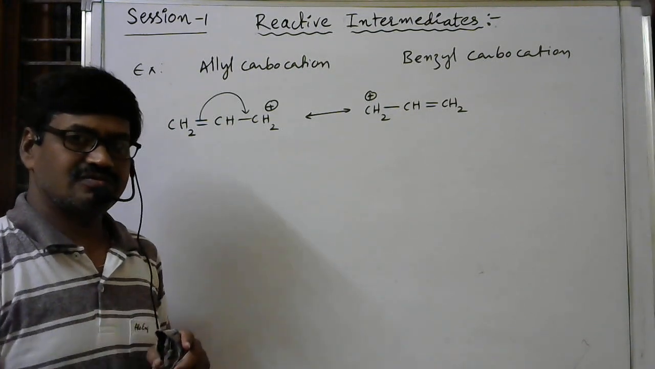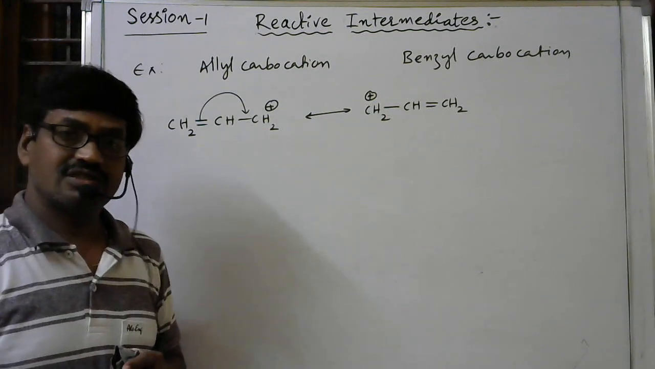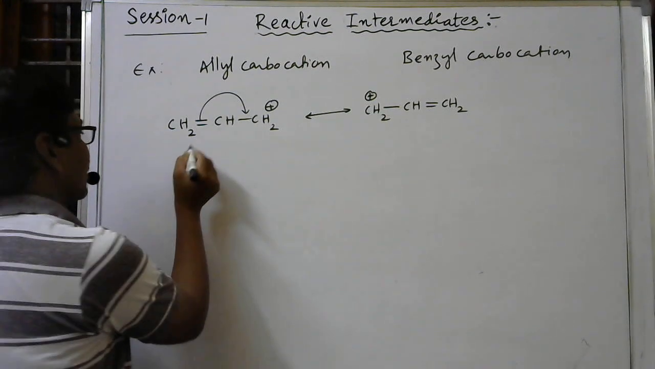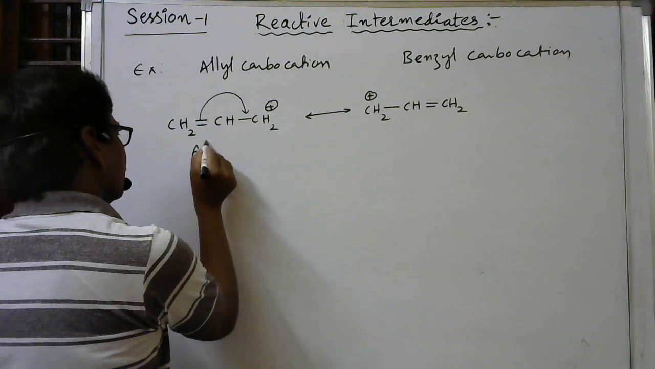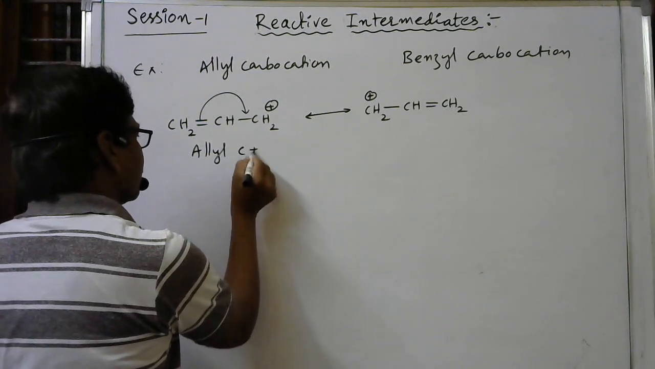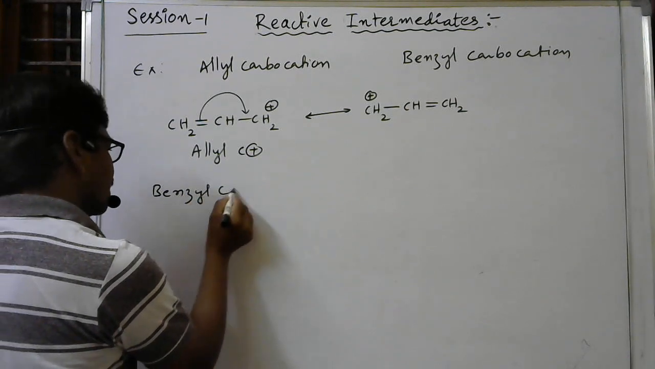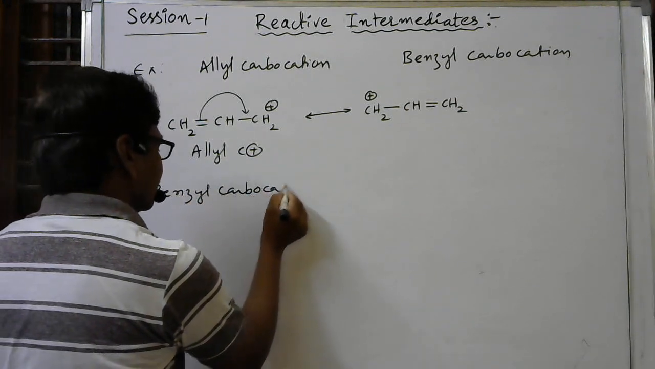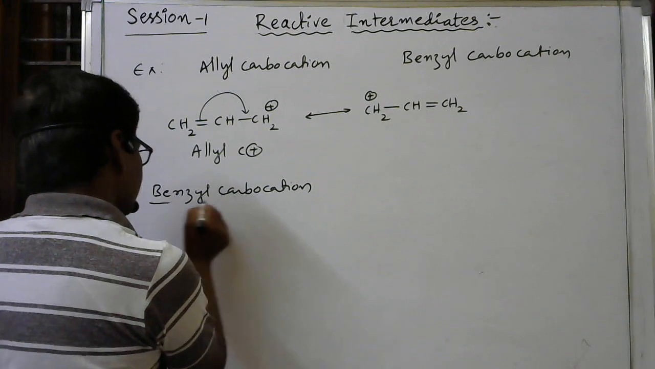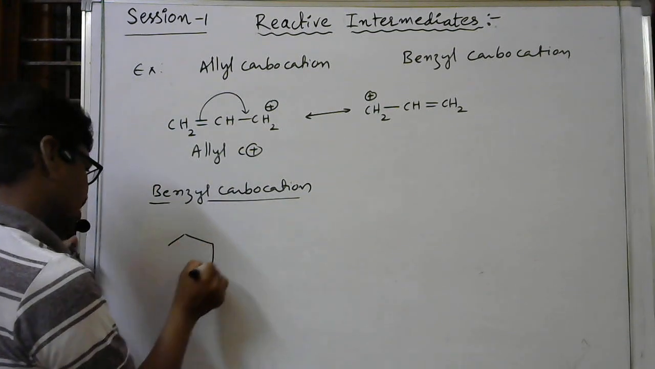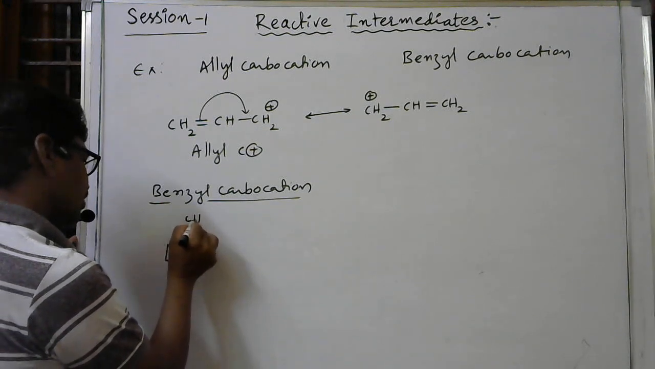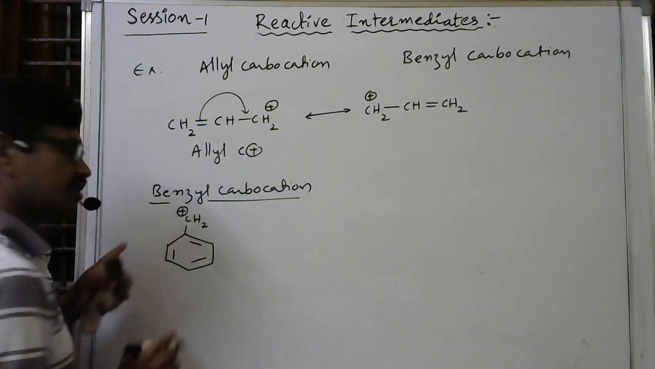Somewhat less stability than which one? Secondary carbocation. This is allyl. Then we have benzyl. Allyl carbocation is the first; the second one is benzyl carbocation. Benzyl carbocation means here, you can write this, positive charge on this carbon atom.